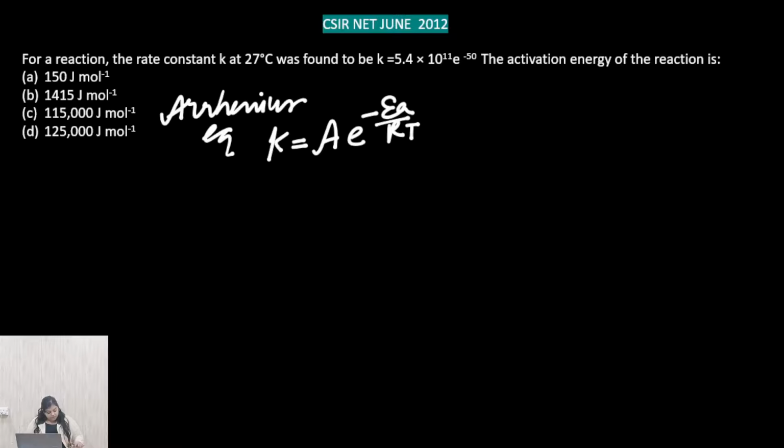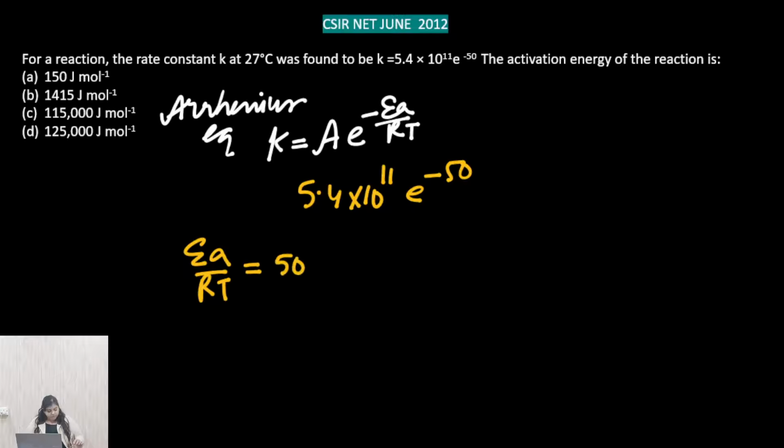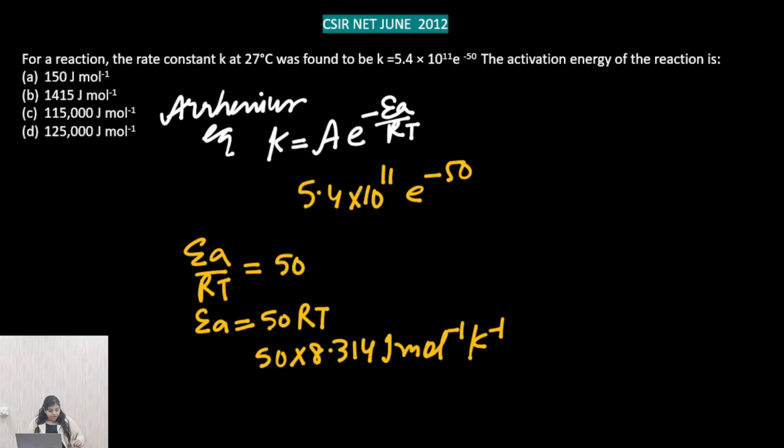Compare it with the given equation, which is 5.4 into 10 raised to the power 11 into e raised to the power of minus 50, which means Ea upon RT is equal to 50, right? So activation energy Ea will be equal to 50 into RT. So 50 into the R value, which is 8.314 joule per mole per Kelvin. The temperature is 27 degrees centigrade, which means it is 300 Kelvin.